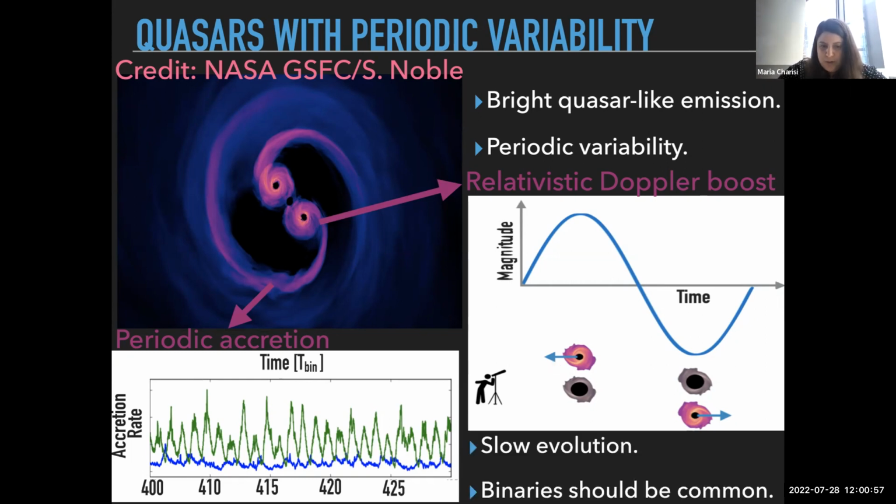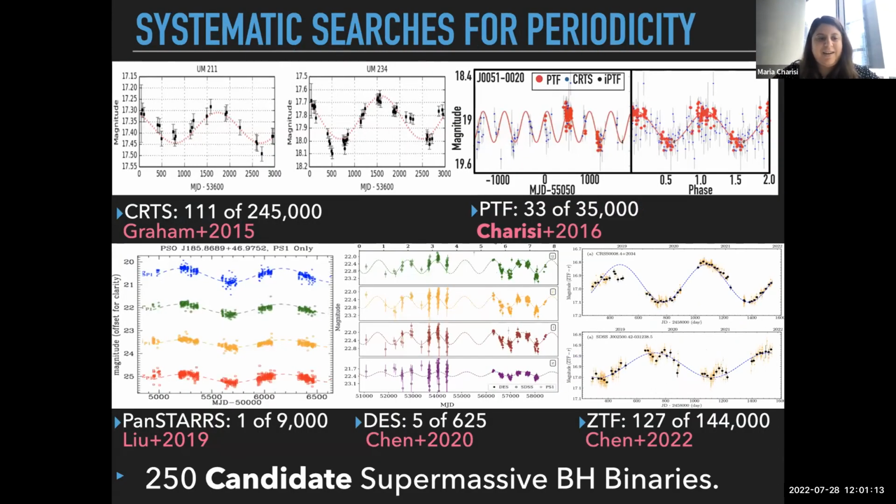Now, in both cases, we expect the evolution in the sub-parsec regime to be slow. That means binaries should spend a lot of time at these separations, so they should be very common, and we should be finding many of those. And in fact, the last 5 or 7 years have been very productive in the search for quasars with periodic variability. Multiple groups have analyzed data from different time domain surveys like Catalina, PTF, PanSTARRS, ZTF, DES, and so on. And now we have about 250 candidates.